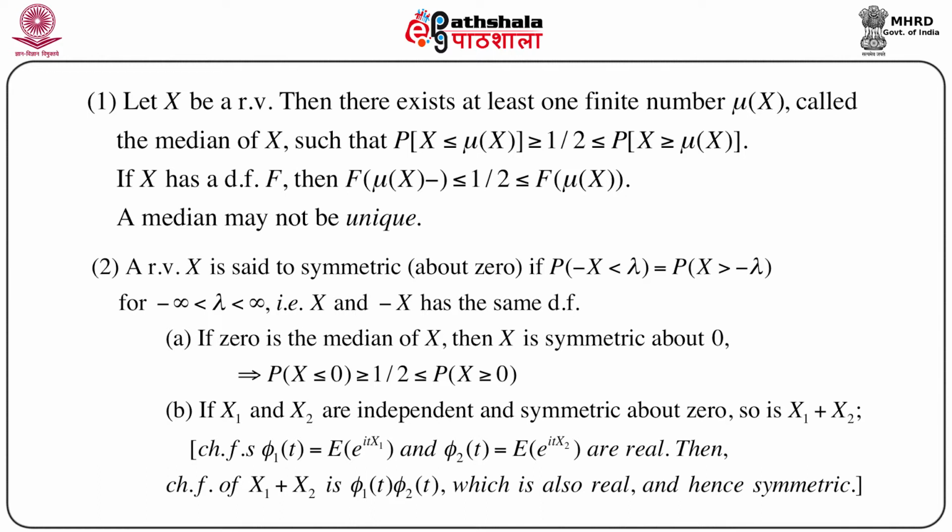Then if we calculate the characteristic function of x1 plus x2, this would be phi1(t) times phi2(t), because x1 and x2 are independent. Now since phi1(t) and phi2(t) both are real, naturally the product of these two functions will also be real, and hence this is symmetric. So the proof is very trivial using the characteristic function. But these are a few observations.